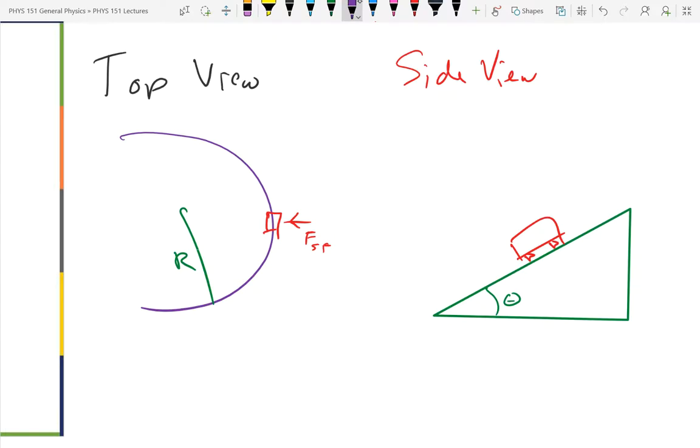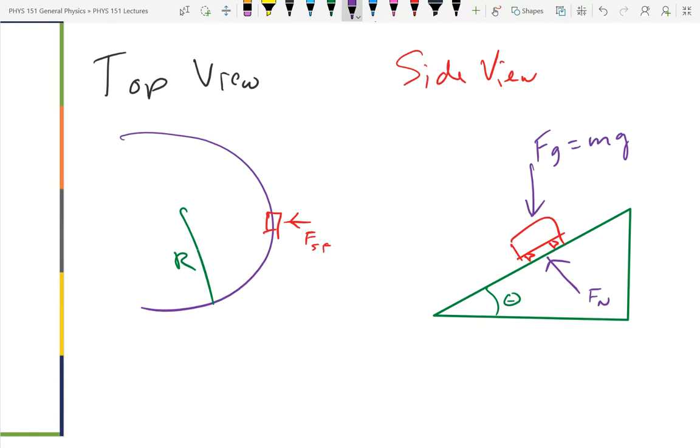Okay, gravity straight down. Okay, normal is perpendicular to my incline, right? So normal is like that. We're very clear that normal is not vertical. Okay, what else do we have? Force of static friction. What direction is that going to point?